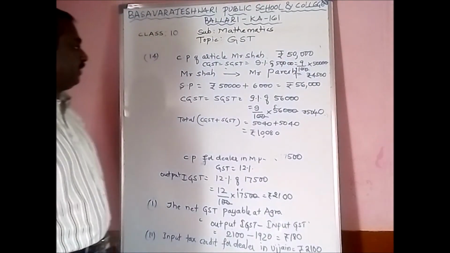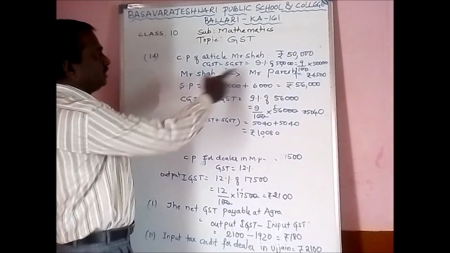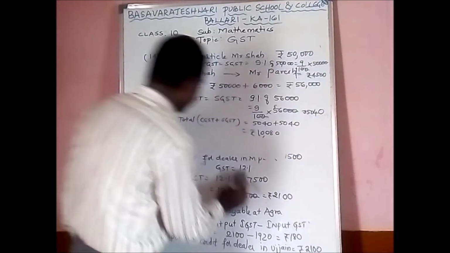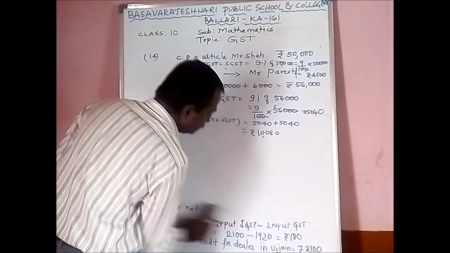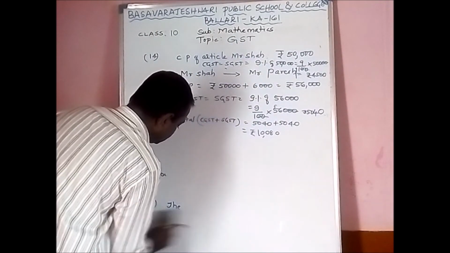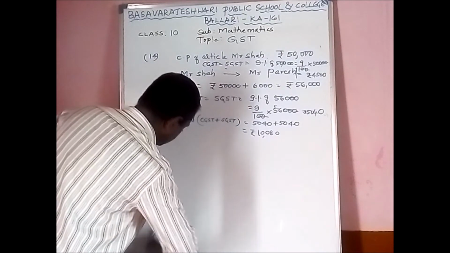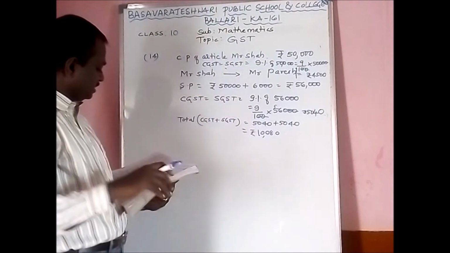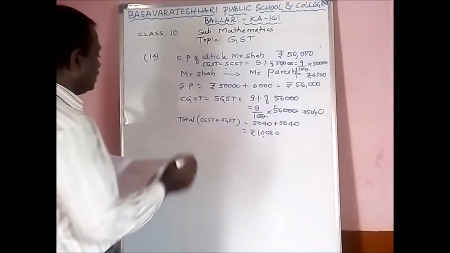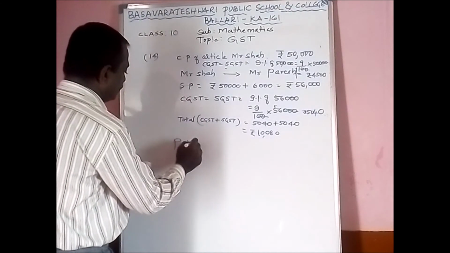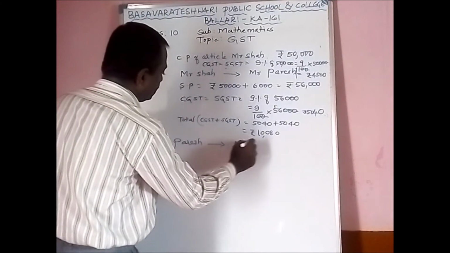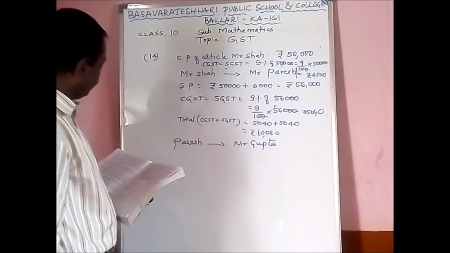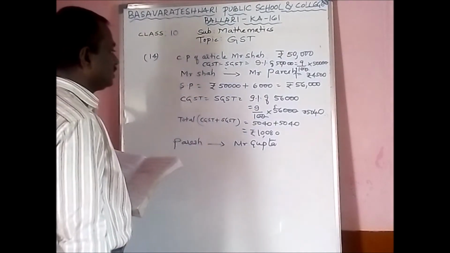Okay? 4,500. Now he is selling to Mr. Paresh, and what GST is he taking? 10,080 rupees. Next, what is the next process? Again, what is Paresh doing? Paresh is selling it to a consumer, Mrs. Gupta. So Paresh is selling to Mrs. Gupta at a profit of 4,000 rupees.